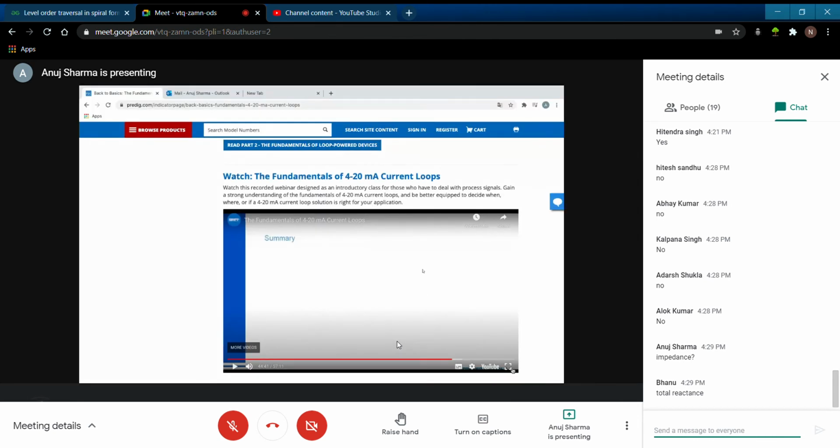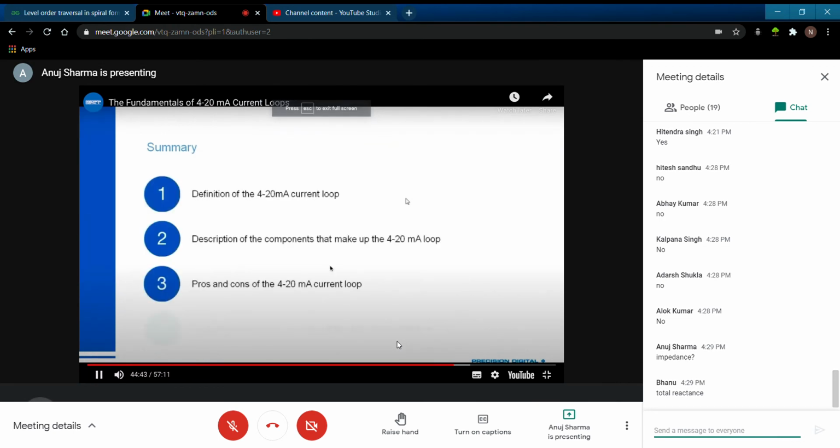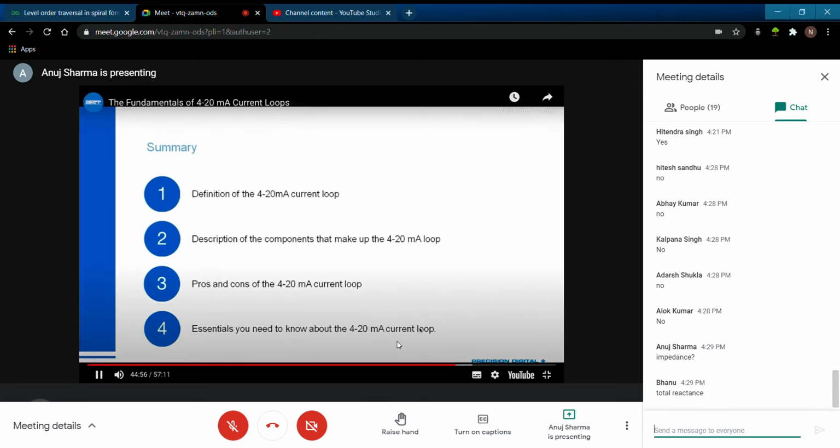Yeah, let us just look at the summary also. So to sum up, we talked about the definition of the 4 to 20 milliamp current loop, what the different components are that make it up. We discussed the pros and the cons. There's a lot more pros than cons, especially for simpler systems. And we talked about a few things for you to keep in mind when you start working with these loops.